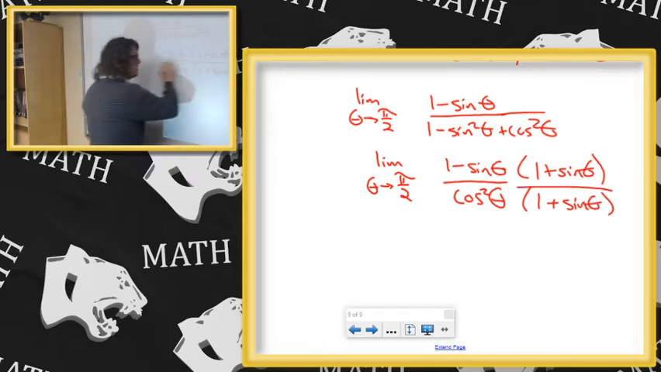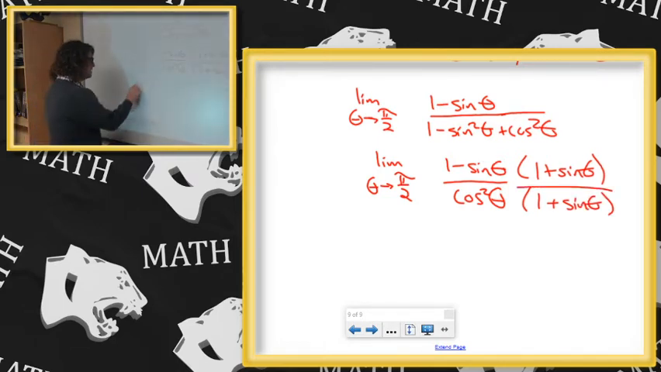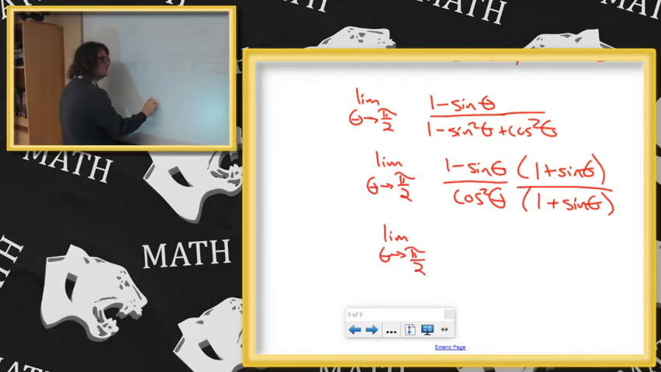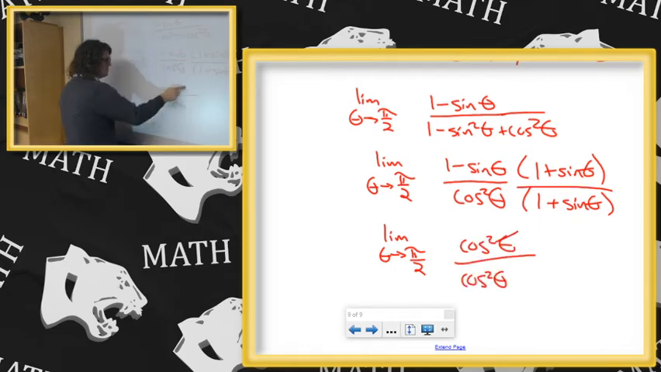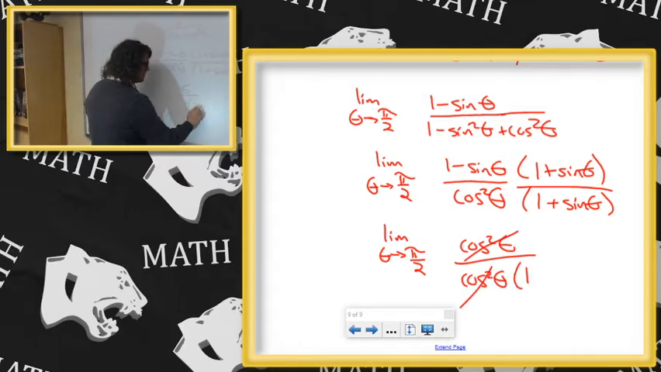So multiplying by the conjugate, top and bottom, is going to give me, in the numerator, 1 minus sine squared theta, which is the same thing as cos squared theta. So I'm going to write that down. So that's cos squared theta. We already have the cos squared theta in the denominator, so that's going to cancel, and we're going to be left with 1 plus sine theta.